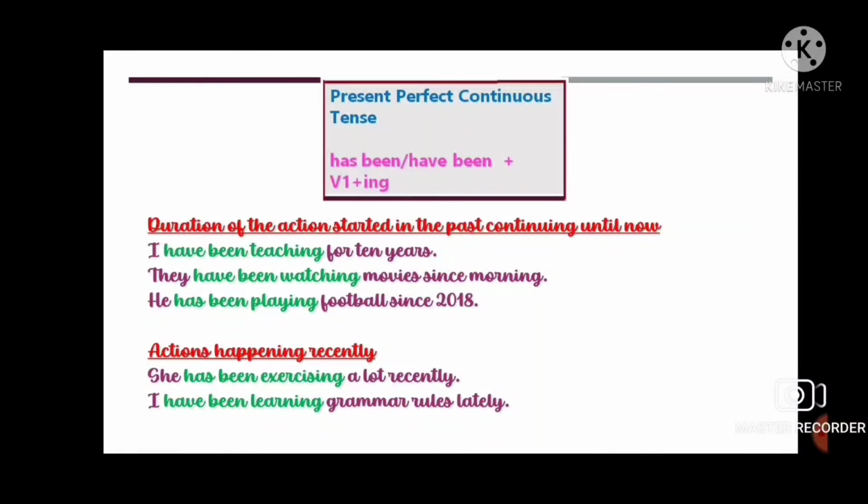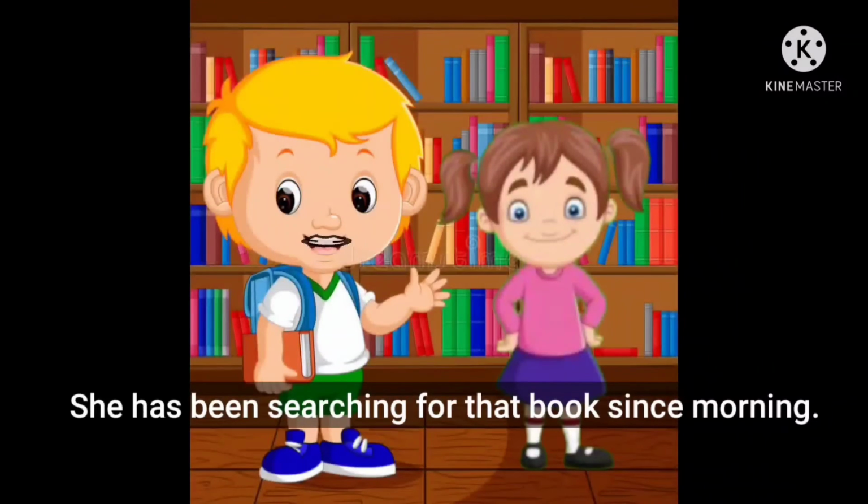Second, actions happening recently. She has been exercising a lot recently. I have been learning grammar rules lately. Lately has the same meaning as recently. So these are the two ways that come under present perfect continuous tense. She has been searching for that book since morning.